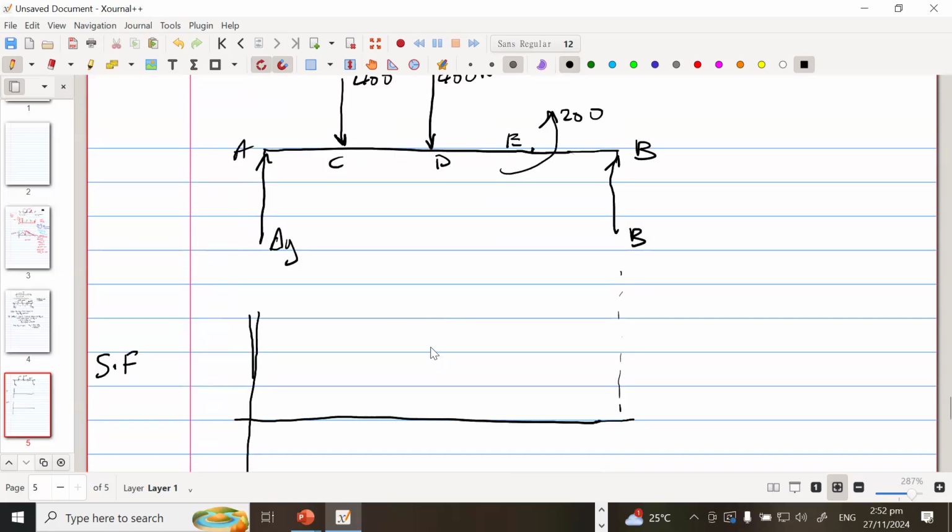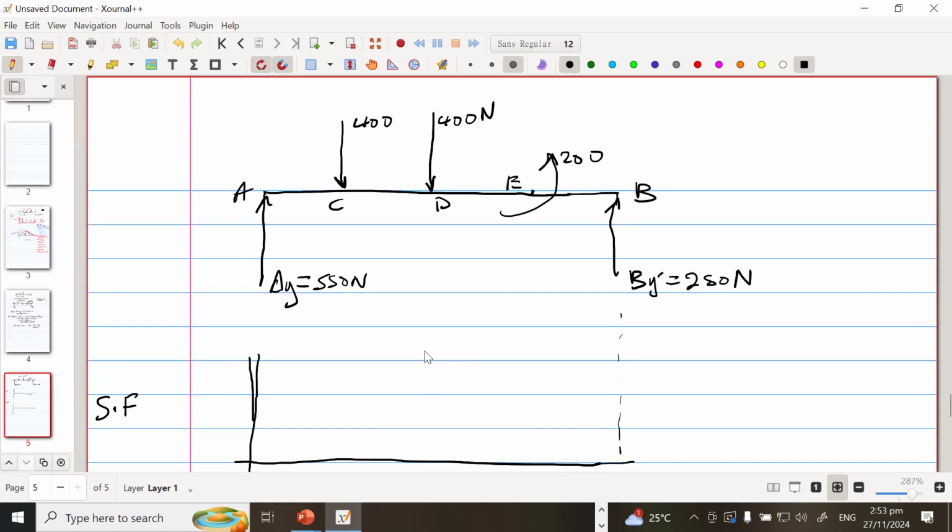All right, so we put in the value of AY. AY was what again? Remember the value, I'm not going to scroll up. AY was 50 newtons, and BY was 250 newtons. All right, so for the first thing, looking at the figure, I can just draw them in. Let me get a different color, red. So I'm going to draw them in.